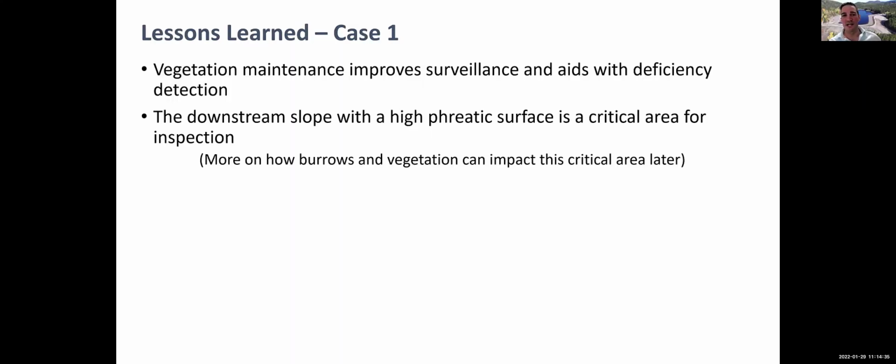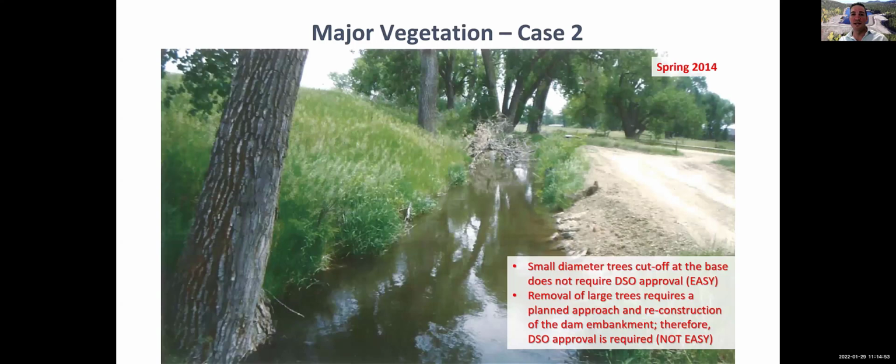We talked about these already. Remove the vegetation. It's going to improve and aid with your deficiency detection. And remember, the downstream slope is going to have a higher phreatic surface. You're going to have that seepage coming out, an area that's of high concern for potential burrows and shortened seepage paths. We're going to be talking about a lot of that more in a second.